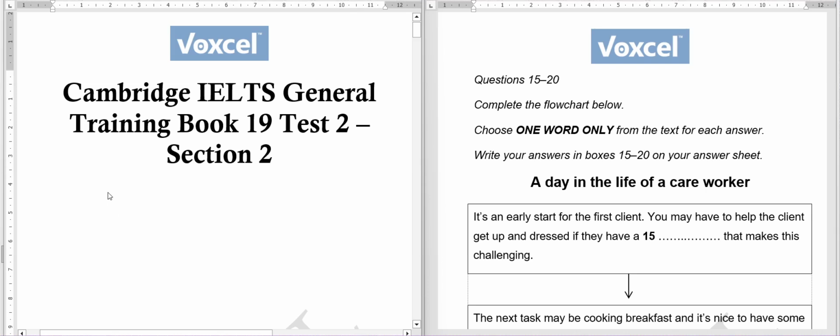In this video, we're gonna discuss GT Book 19, Test 2, Section 2. We have already discussed Section 1 of this particular book and this particular test too. So if you haven't watched that video, you should watch that video, but after watching this video. So for now, I want your undivided attention. So without further ado, let's dive right in.